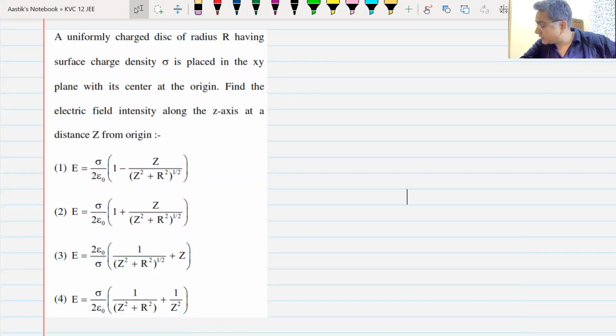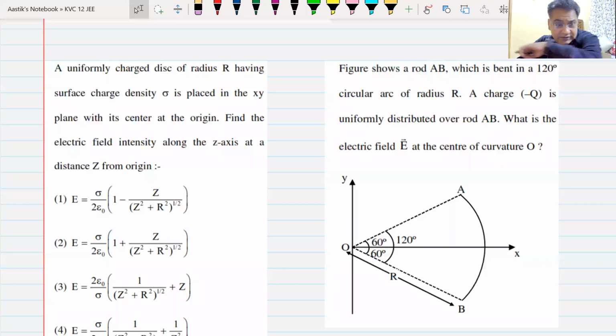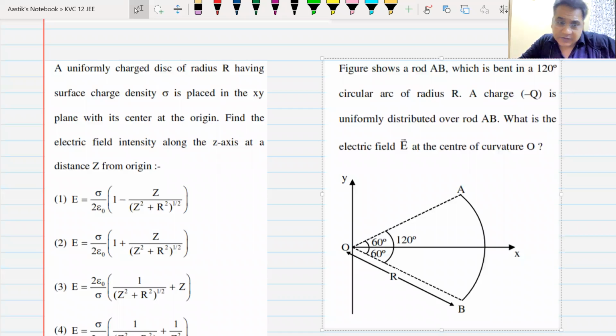Do we remember this disk? Yes or no? 1 minus cos theta. Did I tell you that? Yes or no? Sigma by 2 epsilon naught 1 minus cos theta. Yes or no? Yes, sir. See this one, rod bend like an arc of a circle. I've given you this one. Yes or no? Sir, every question, that option A.